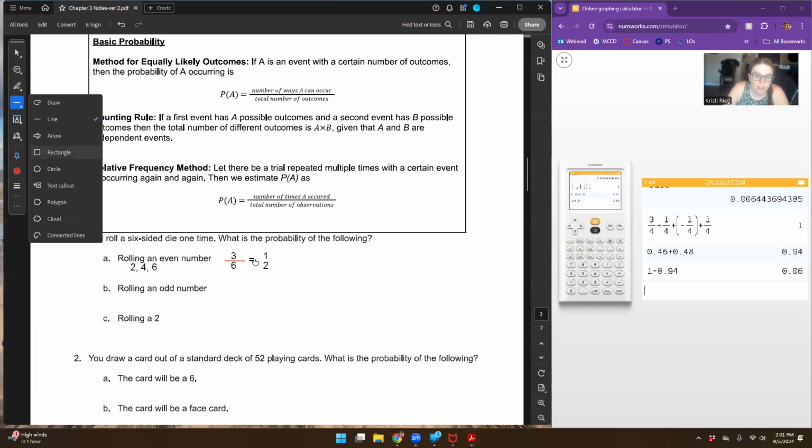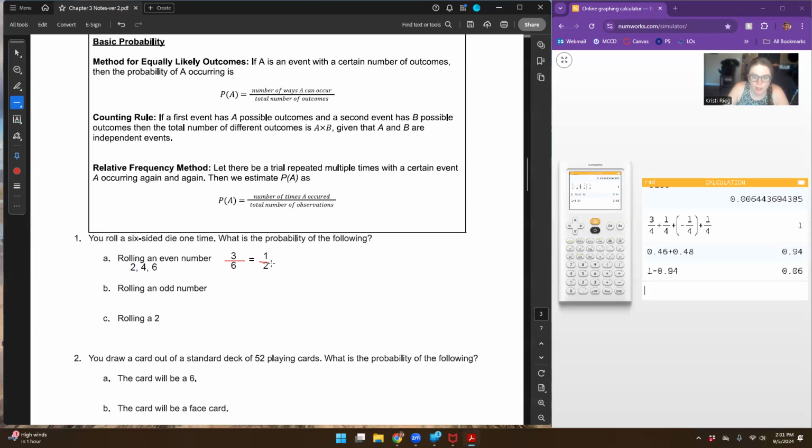Okay, rolling an odd number. Well, guess what? There's 3 even numbers and there's 3 odd numbers. So our odd numbers are 1, 3, and 5 on a die. The same 3 out of 6, so we know the answer is going to be 1/2 for this answer as well, because it's even number, odd number, same probability.